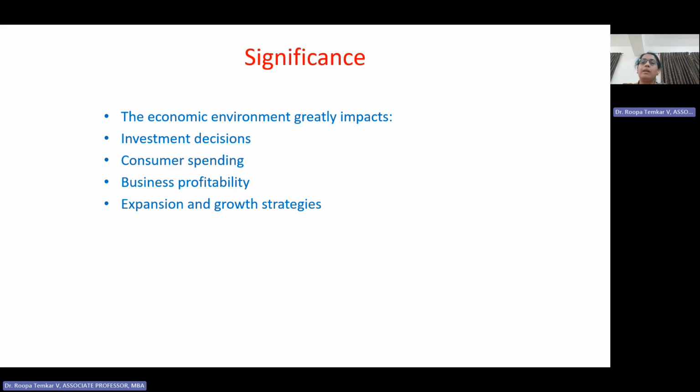So that has an influence on investment decisions, and the government will take a call on the investments, or the companies will come forward based on the support given by the government in terms of policies, trade policies. So that is why investment decisions are very important. That is decided based on the environment that is being created in the country, and the consumer spending.